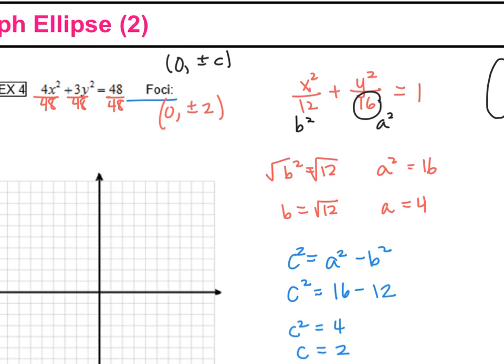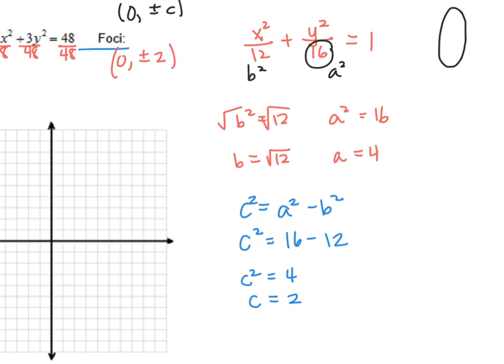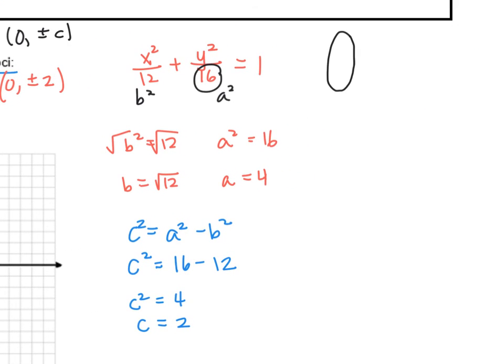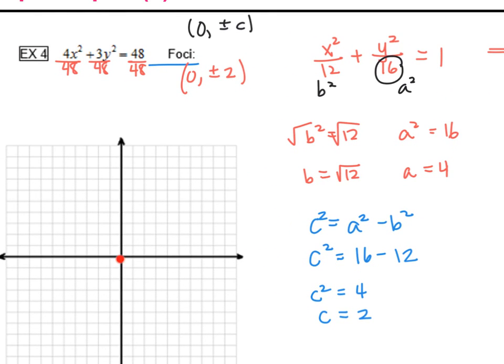Alright. Now let's go ahead and think about graphing this. So when you have an ellipse that's kind of vertical like this, remember that the a value is that vertical length, the b value is your horizontal length. So all that tells me is that from the center of my graph, my a is 4, so I'm going to go up 4, plot a point, go down 4, plot a point.